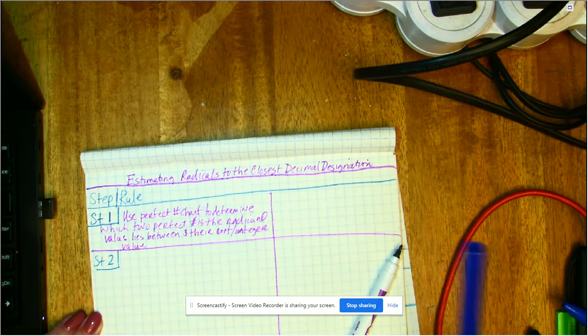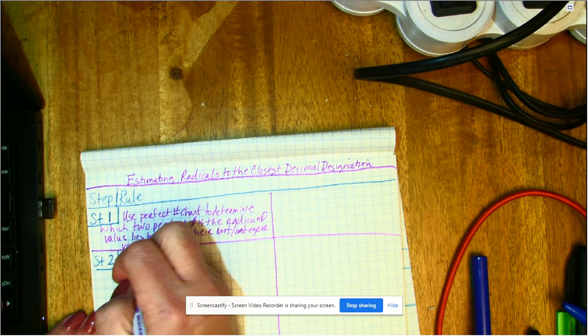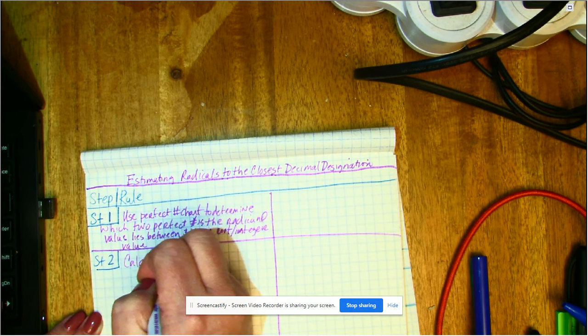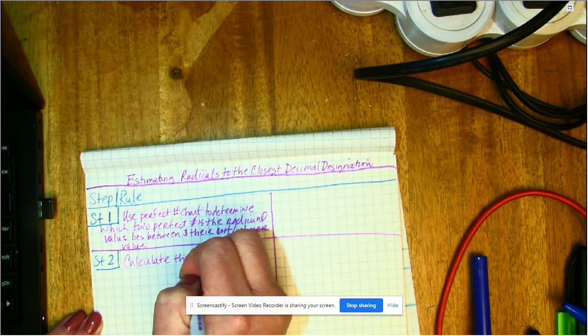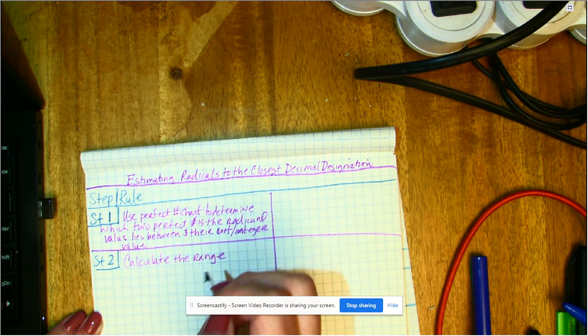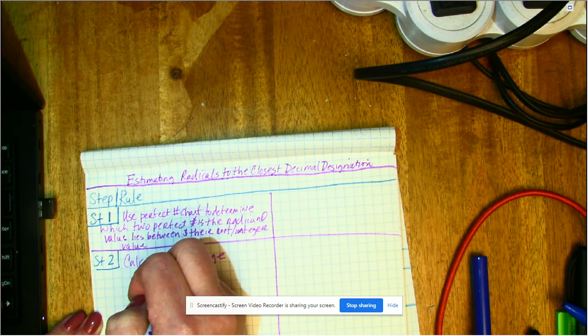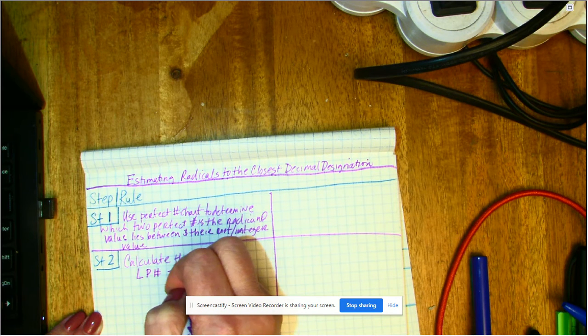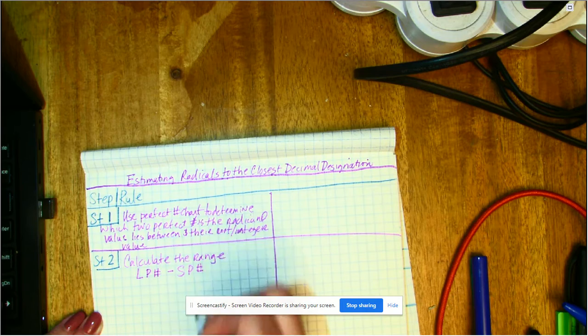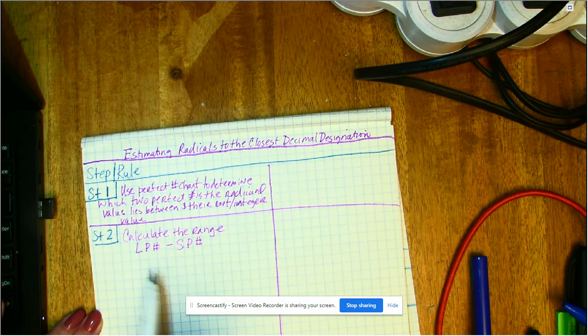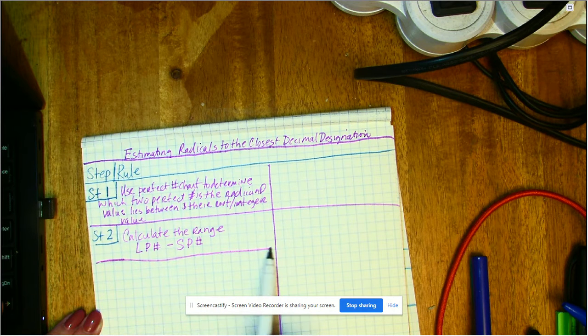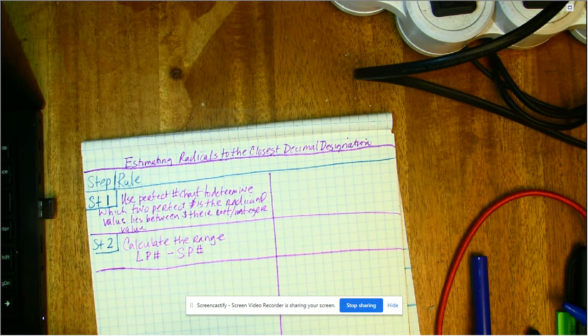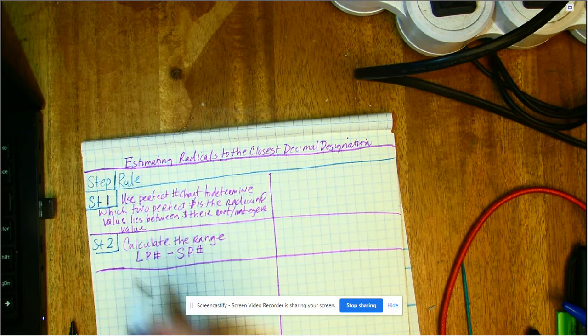Step 2, similar, a little different. We're going to calculate the range. We're still going to have the largest perfect number, and we're going to subtract the smallest perfect number. Now, we're not going to divide by 2 like we did when we're going to the closest integer, because here we have to estimate it to a decimal designation. So we're not worried about, is it at least half or greater than half, less than half? We want to be more precise.